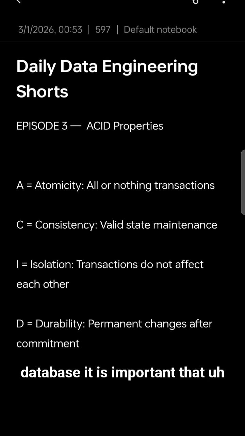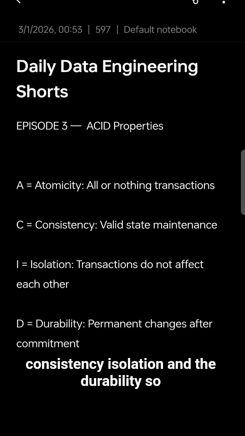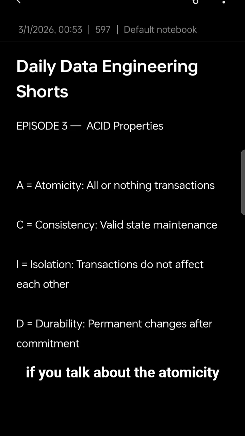However, to ensure the integrity of a database, it is important that these transactions are executed in a way that maintains consistency, correctness, and reliability, even in the case of failure or some error. This is where the ACID properties come into play. ACID is the acronym for atomicity, consistency, isolation, and durability.